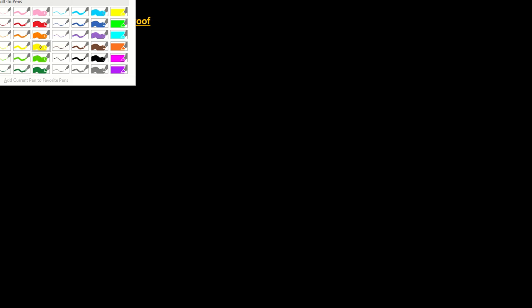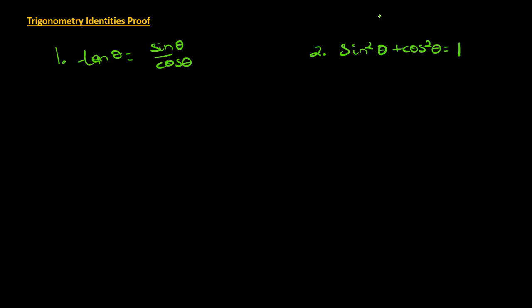Let's look shortly at the proofs of two trigonometric identities. Put this to the test. Pen ready. Now there we go. We have the identity that tan of theta is equal to sine of theta divided by cos of theta. This is the first one we'll prove. The second one will be that sine squared theta plus cos squared theta is equal to 1. Okay, let's look first at this one.